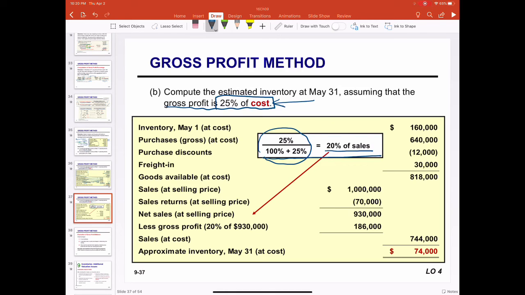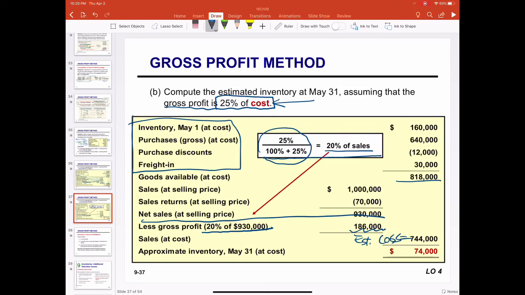Okay, first we get all the goods available for sale, 818,000. Net sale, 930. The 20% of sales revenue multiplies net sales. So the gross profit is 186,000. So cost of goods sold estimate is 744,000. So the estimate ending balance of inventory is 74.